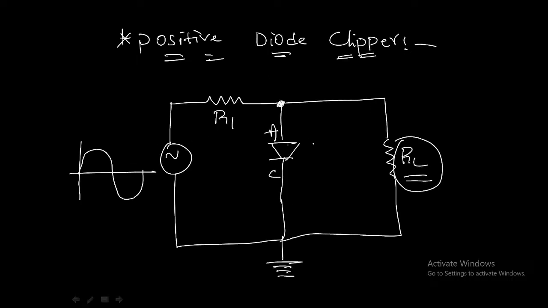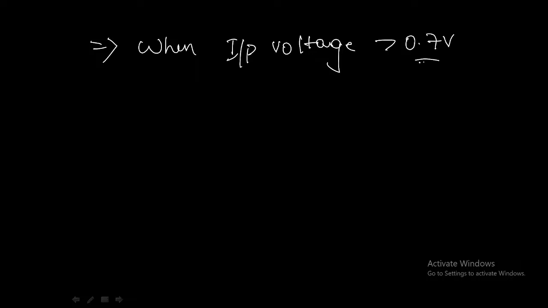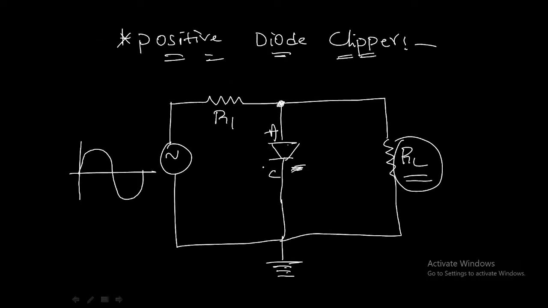What happens if it is in forward bias, that is in the positive half of the input? Then the diode will act as a voltage source. We have seen the approximation model of this diode, the second type, the practical model. So when the input voltage is greater than 0.7 volts, we are considering this diode as a practical diode. About the practical diode approximation models, we have discussed in our previous sessions.